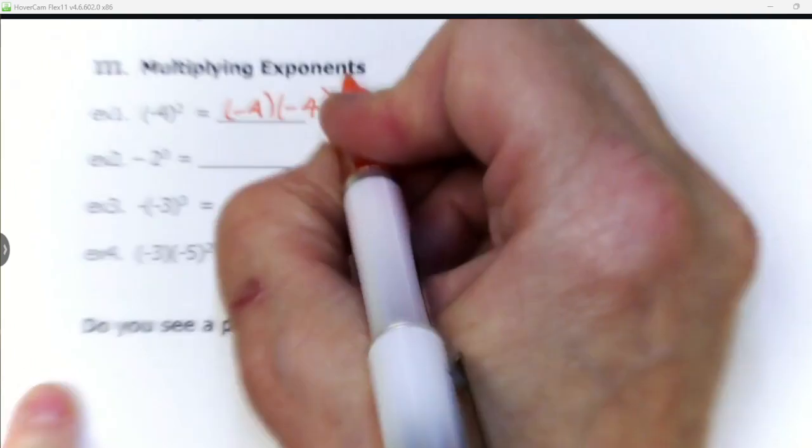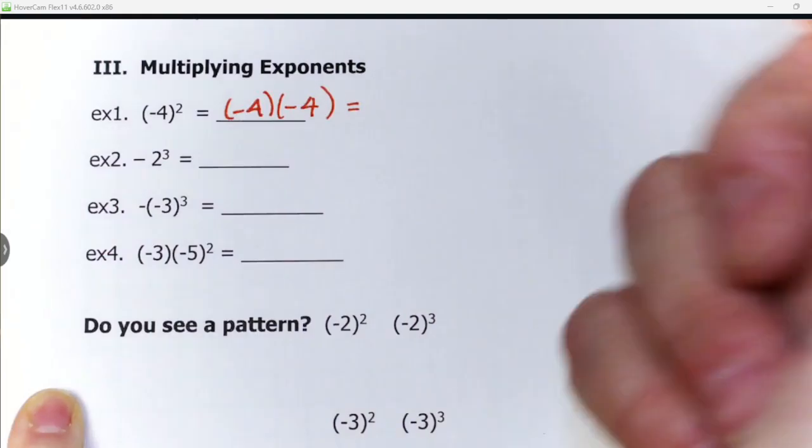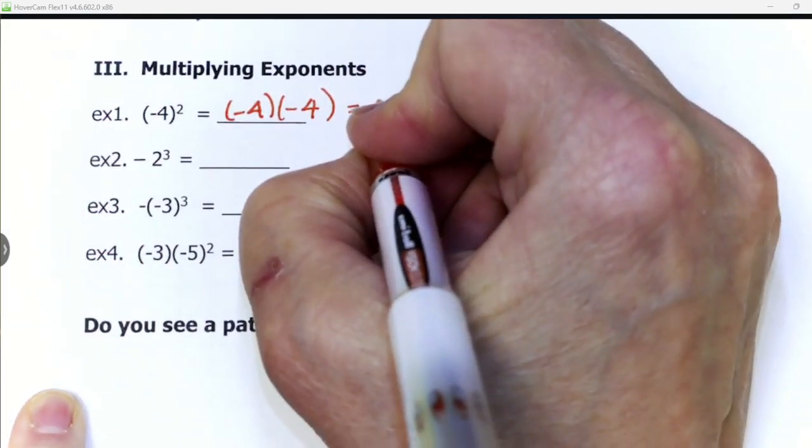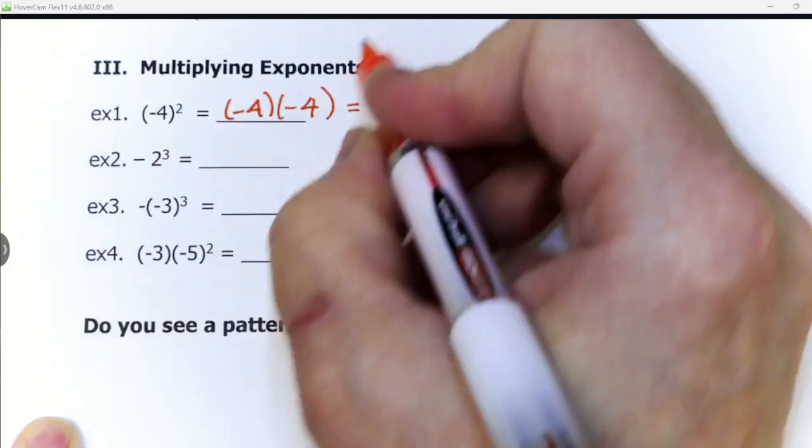So when you write it as multiplication, you can see how your multiplication rules are going to fit. A negative times a negative, birds of a feather flock together. It's a positive. 4 times 4 is 16.